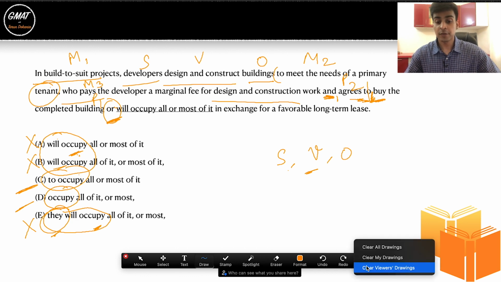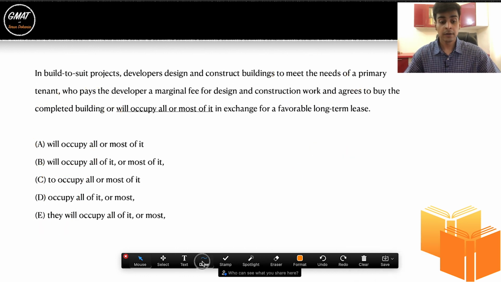I'm going to clean this up a little bit so we can discuss between C and D. I have 2 occupy versus occupy. Let's say this part is the same because I've checked parallel construction, and let's read ahead. All of it or most. Now, the difference here is where the of it is coming in, right? If the of it comes at the end, and notice that this is also parallel construction, if it comes here, then I can break these 2 parts and get the of it attached to both of them, right? To occupy all of it, to occupy most of it. But if I bring the of it here, I get occupy all of it or most, and it ends there.